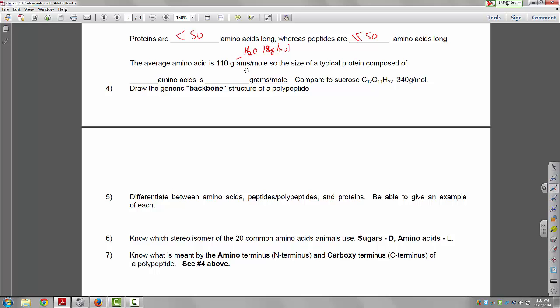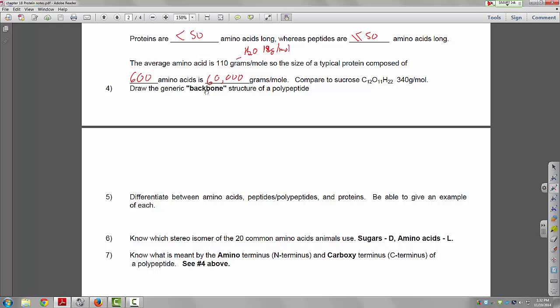If you remember how to calculate atomic or molecular weights, sucrose, chemical formula for sucrose, is 340 grams per mole. Well, if an amino acid is 110 grams per mole, and it turns out a typical size protein contains about 600 amino acids, this means that this thing is 60,000 grams per mole. So they're quite large and referred to as macromolecules.